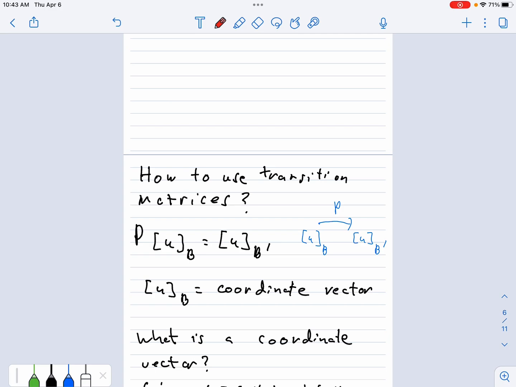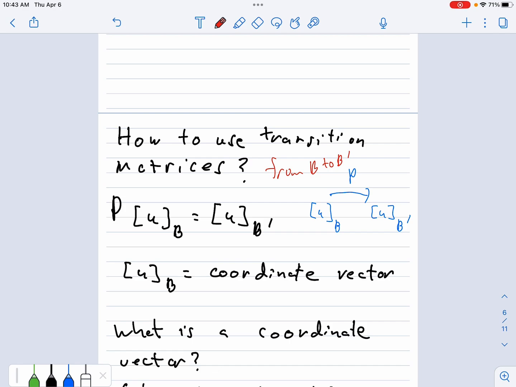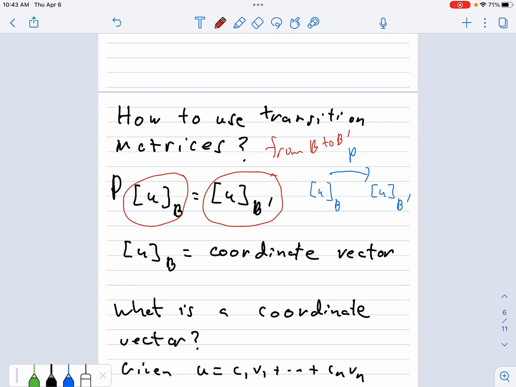In our case, our matrix P was a transition matrix from B to B prime. What that transition matrix does is it takes the coordinate vector in B, I'll go into what that is in a second, you multiply by P, and it gives you the coordinate vector in B prime. And there's a little diagram here in blue.